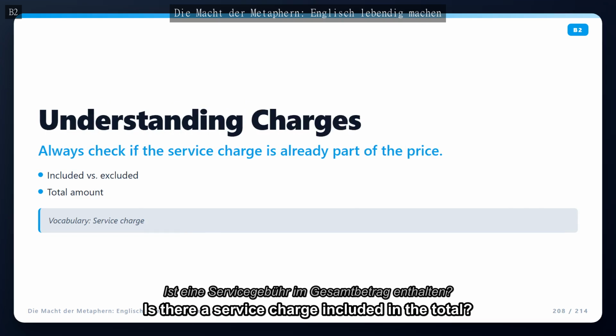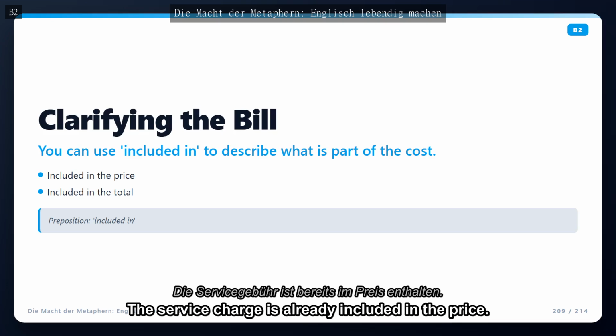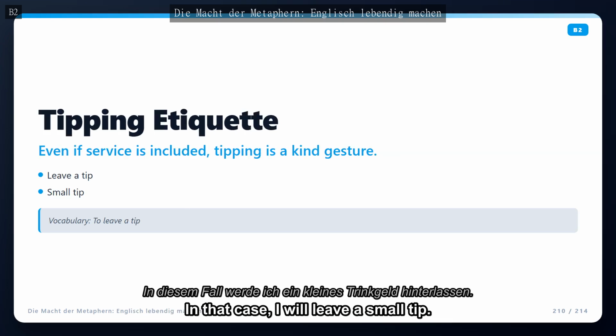Is there a service charge included in the total? The service charge is already included in the price. In that case, I will leave a small tip.